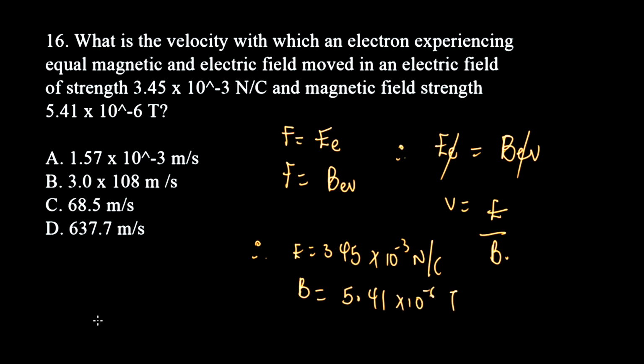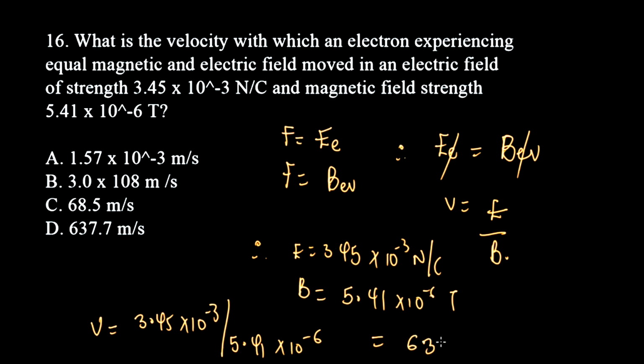So we have our velocity equals 3.45 times 10 raised to power minus 3 over 5.41 times 10 raised to power minus 6. So we have everything equals 637.71 meter per second. So the right answer is D.